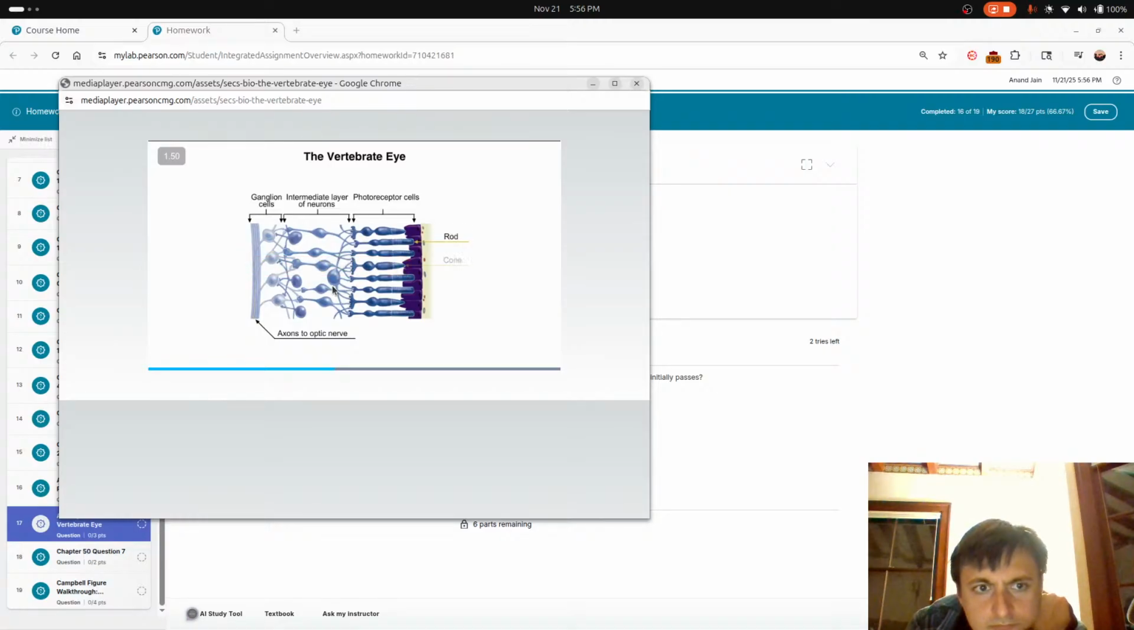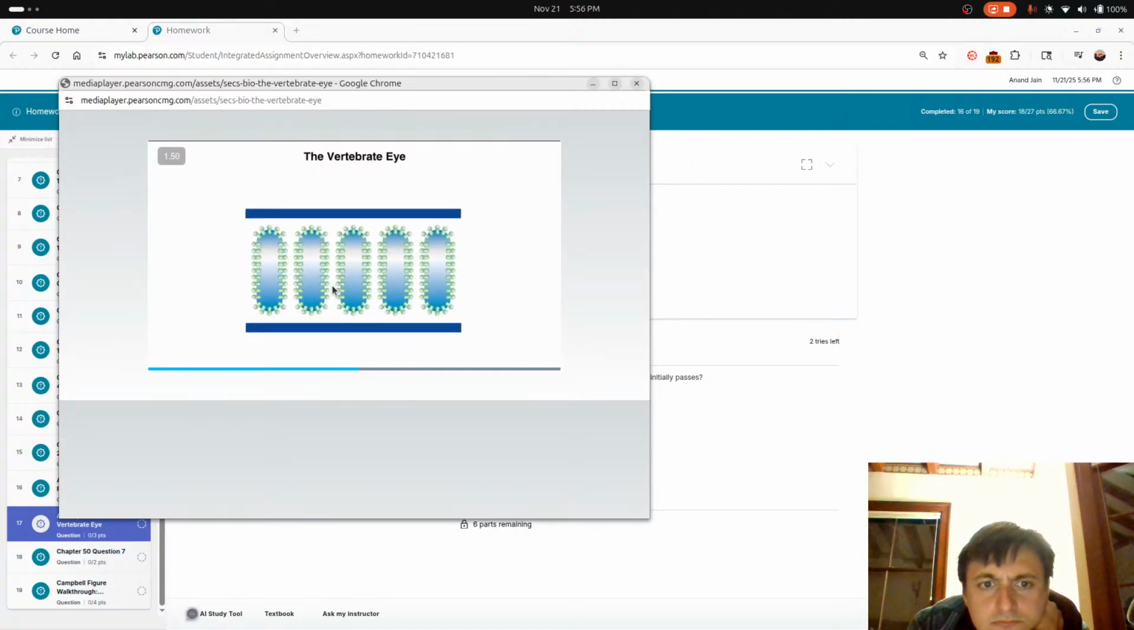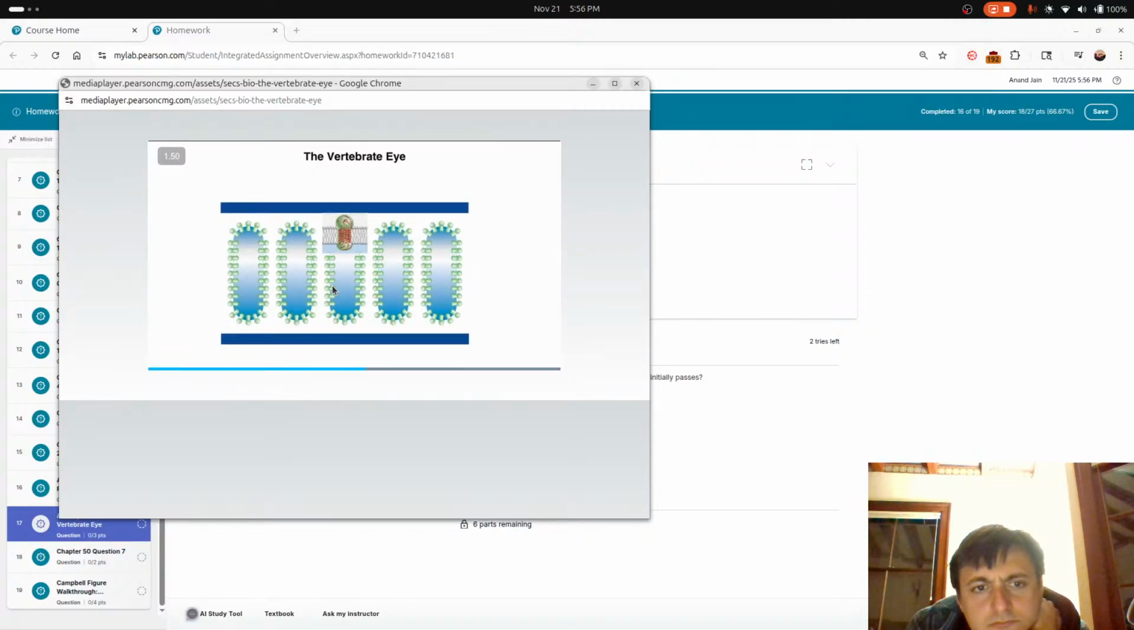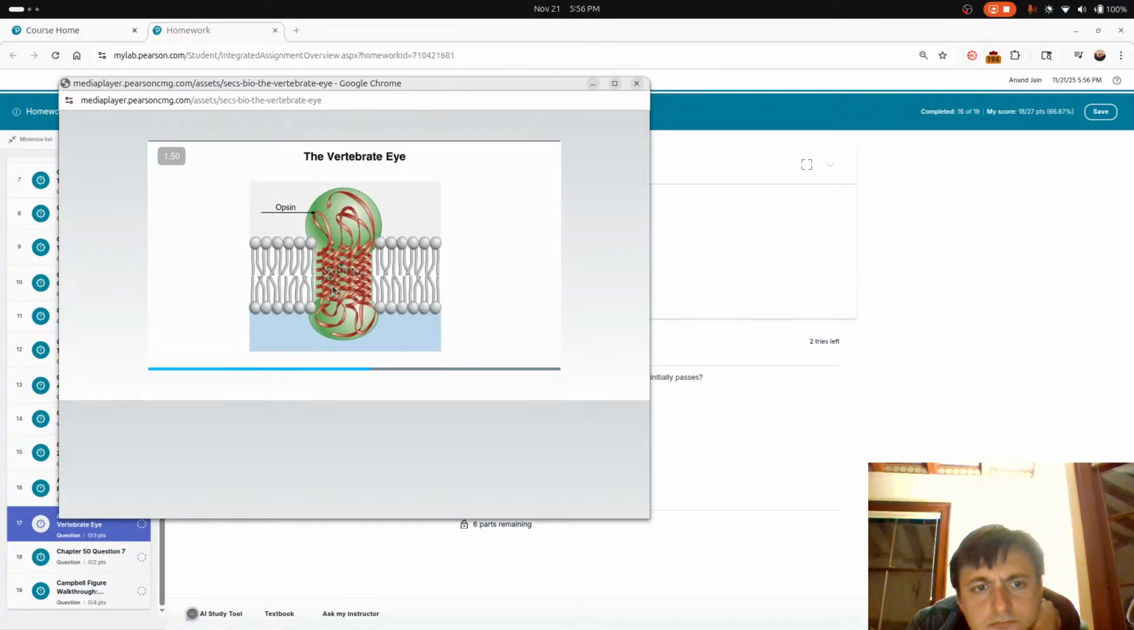Note that the rods and cones lie at the back of the retina, with their light-sensitive regions pointing away from the source of light. Rods and cones have segments that are packed with membrane-rich discs. The membranes of these discs contain large quantities of a transmembrane protein called opsin. Each opsin molecule is associated with a much smaller molecule called retinal. In rod cells, the two-molecule complex is called rhodopsin.